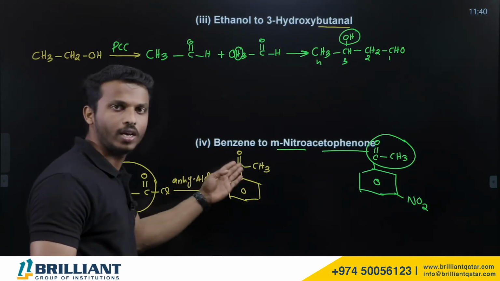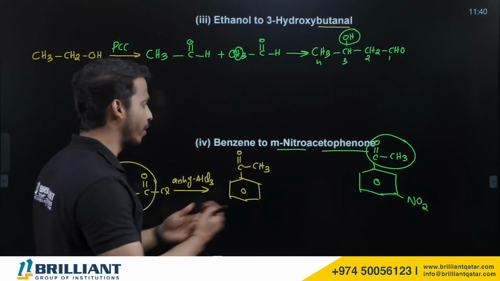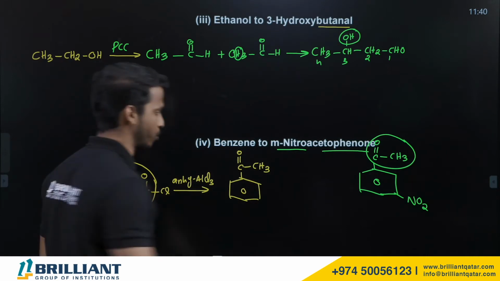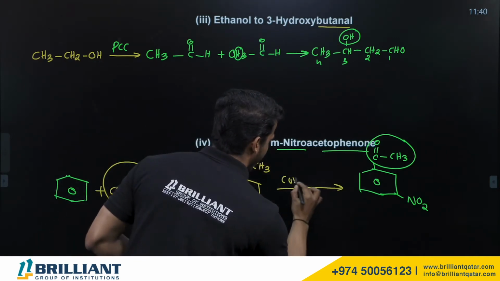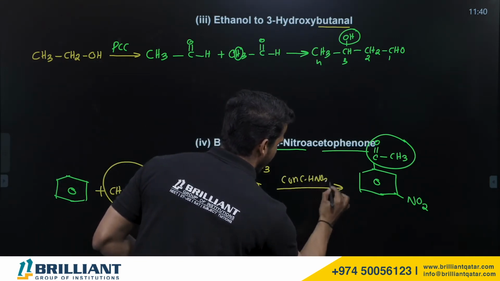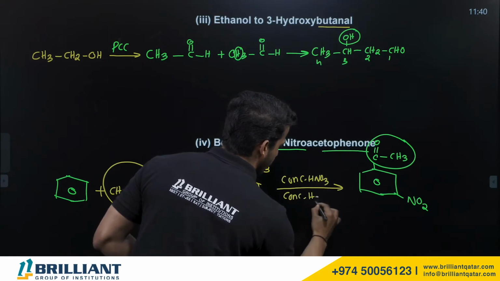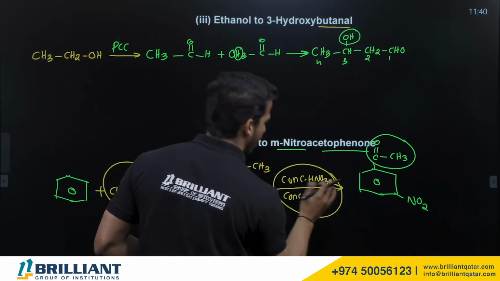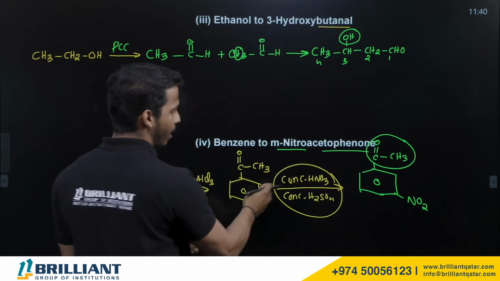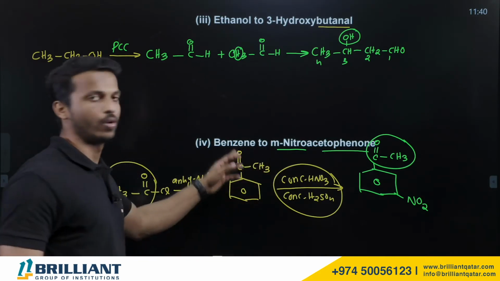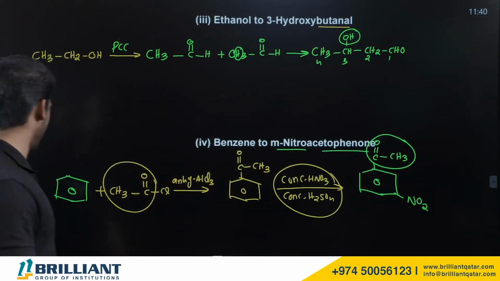You know, it's a ketone. Ketone is a meta-directing group. So when you add a nitro group, it will go to the meta position. What is nitration? Add concentrated nitric acid and concentrated sulfuric acid. During nitration, the nitro group electrophile will come. It will go to the meta position because ketone is a meta-directing group.